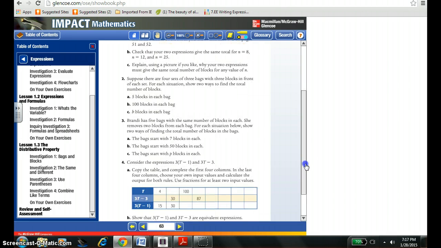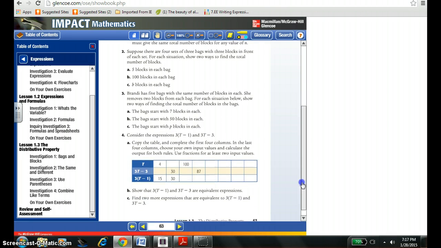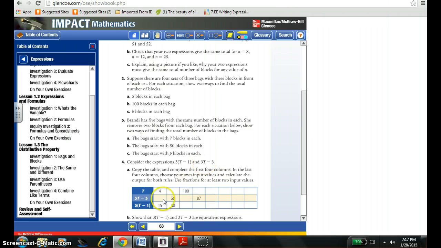And you'll see it a little bit more down here when we start looking at equivalent expressions. But that will be the second video for Investigation 2. So that's it for Investigation 1. Hope it helped.